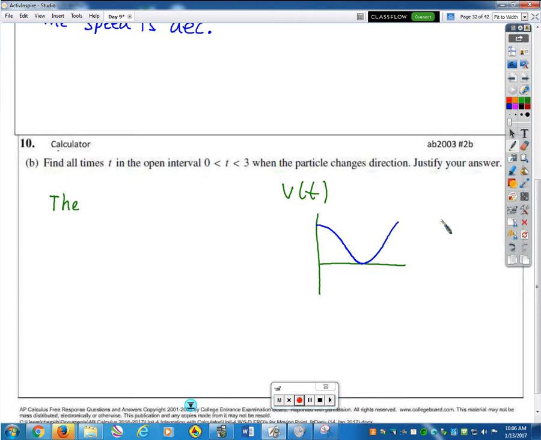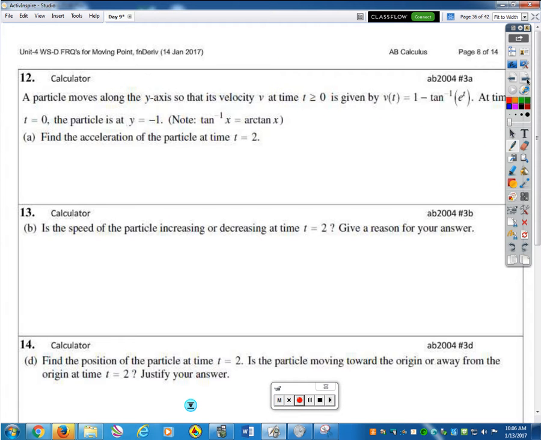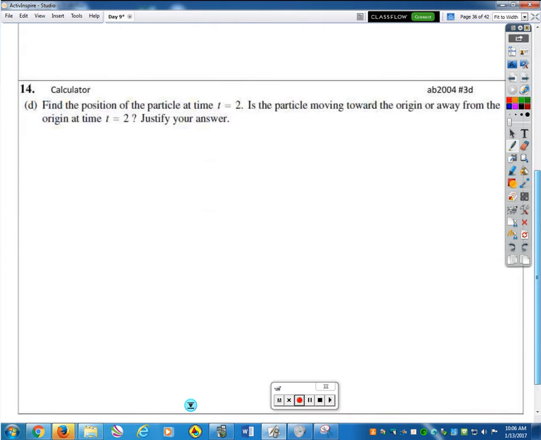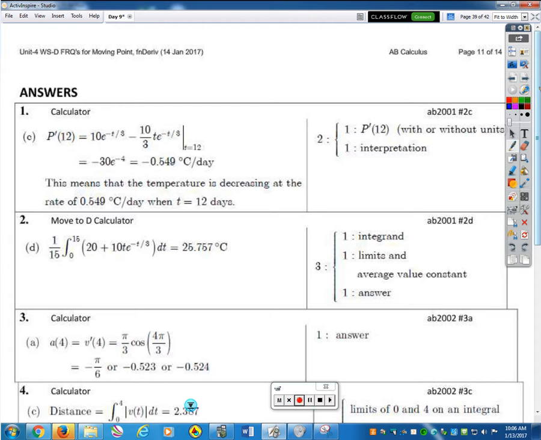On 15, it says show the computations that lead to your answer, but then the scoring asks for a justification. On Riemann sum problems, when they say show the computations that lead to your answer, they just want you to show the way we've done it before on the Riemann sum. When you look at the scoring guide, 15, correct? Yes.